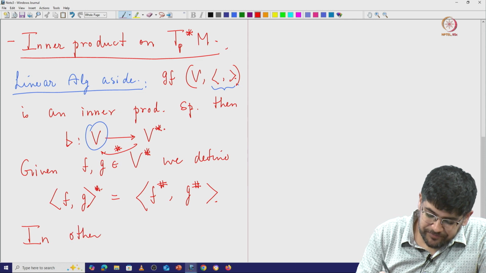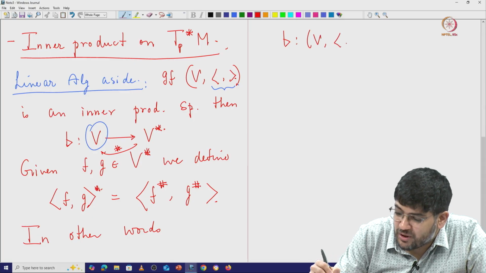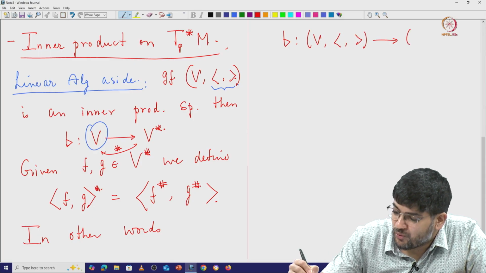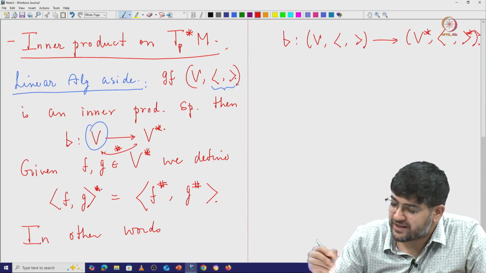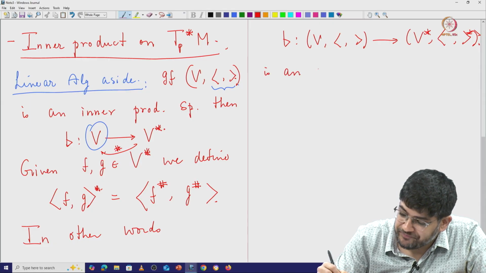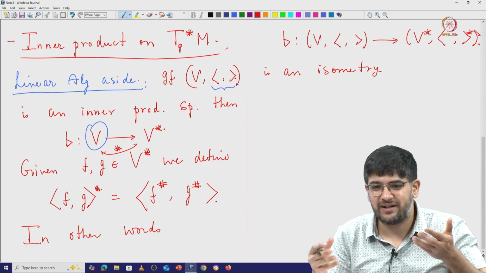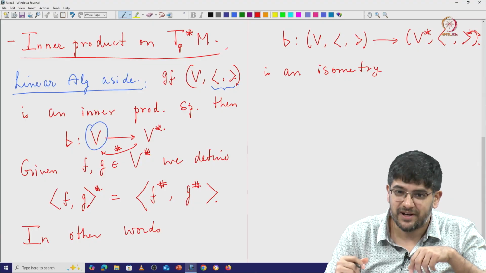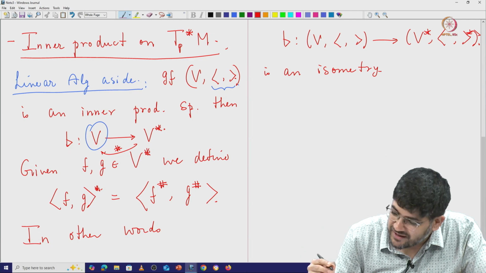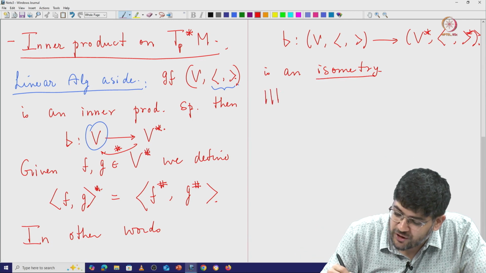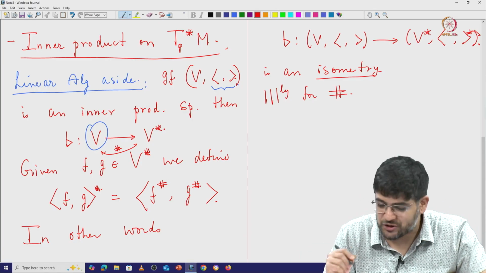So in other words, if you take the flat operator now with V star with this new inner product, then this is an isometry, right, artificially, because that is how we have defined the inner product on the dual. So with this definition of the inner product on the dual, this flat operator actually becomes an isometry. And similarly the sharp operator, which is the inverse, will also obviously be an isometry.